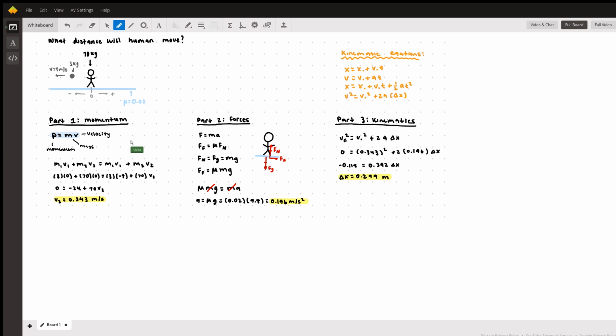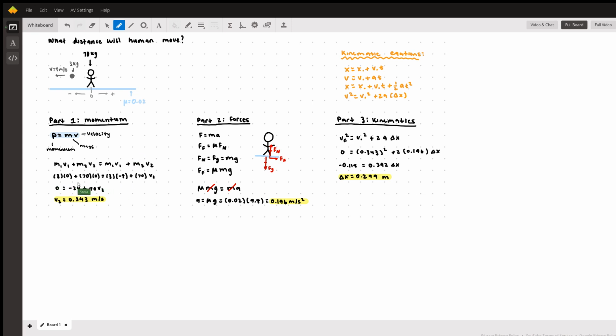For the initial velocity, when we're given masses and velocities, my brain goes straight to momentum, just because we know that momentum equals mass times velocity. This is the law of conservation of momentum: m1v1 plus m2v2 equals m1v1 plus m2v2. The left-hand side is initial conditions, and the right-hand side is final conditions. By final, I mean right after the rock is thrown, not anytime after, like instantaneously there.